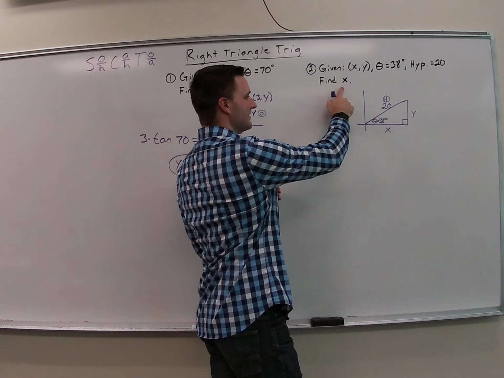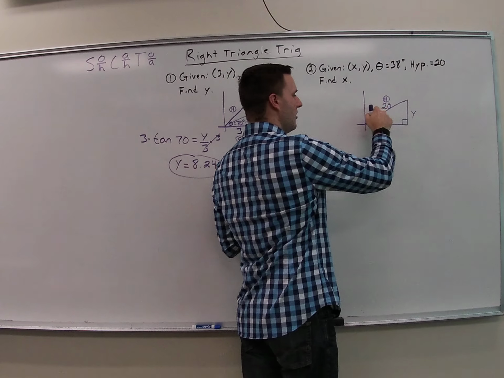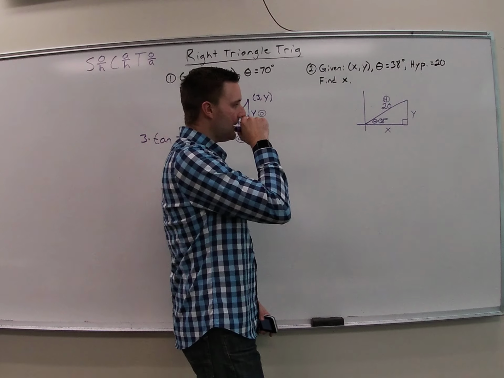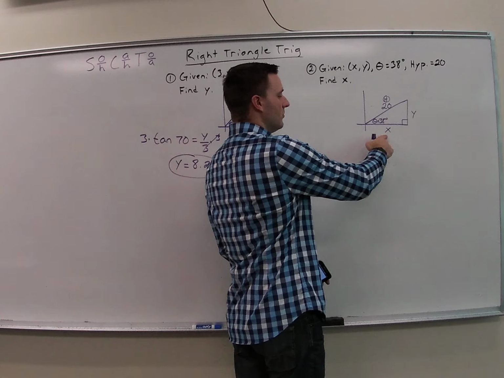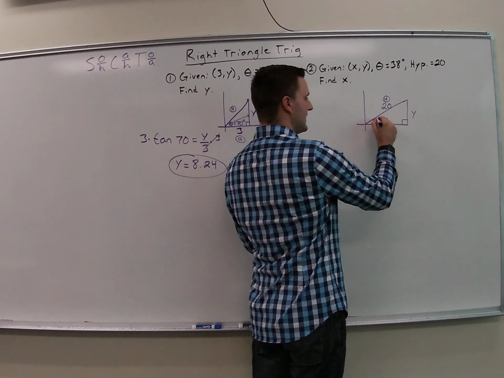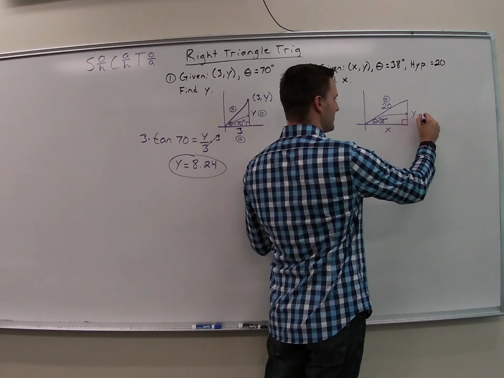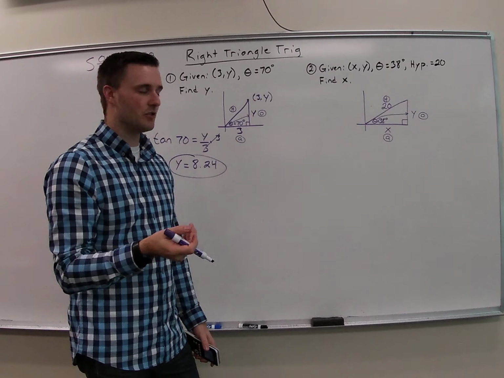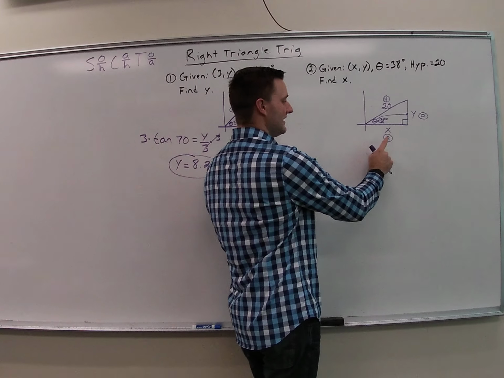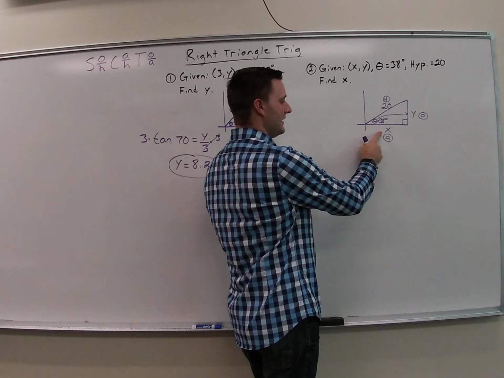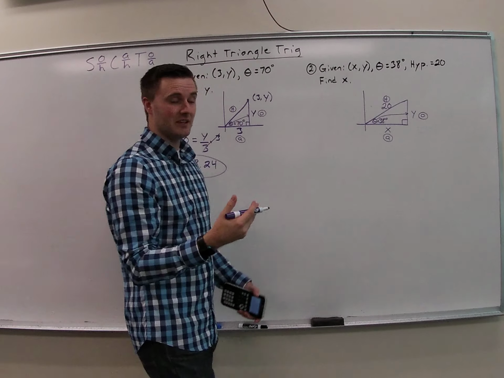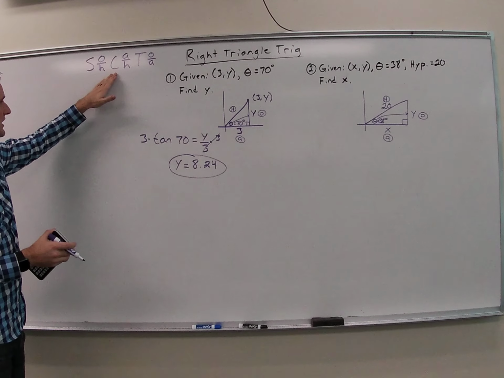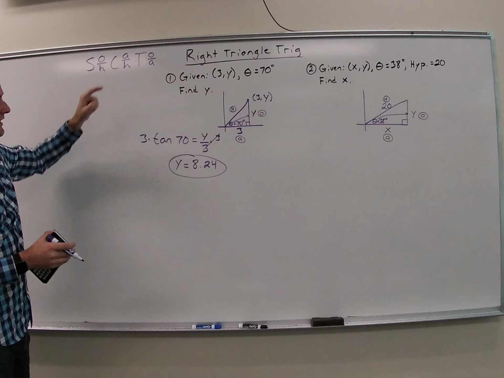I need to find x. All I know is that I have a 38-degree angle, and I'm told that the hypotenuse is 20. Now, if I just want to find x, I need to figure out the other side. If this is the hypotenuse, the side opposite of the angle would be right here, leaving this x value to be the side adjacent. So which trig function uses the adjacent, the value I'm trying to find, and the hypotenuse, the value that I'm given? That would be cosine, which uses the ratio adjacent divided by the hypotenuse.